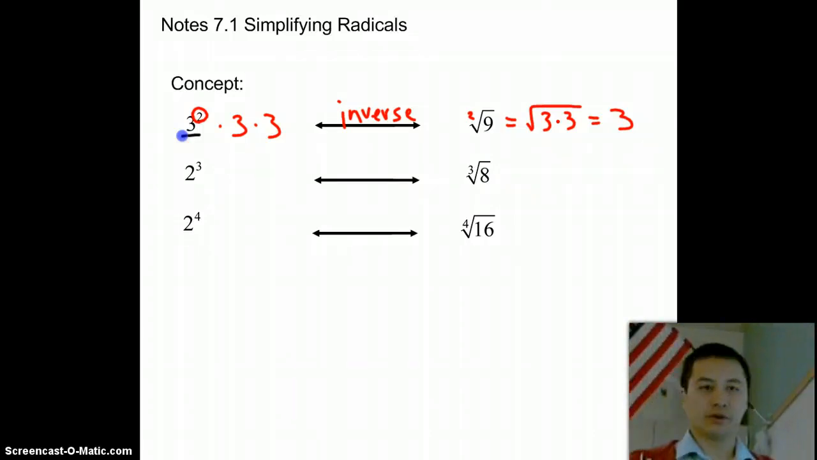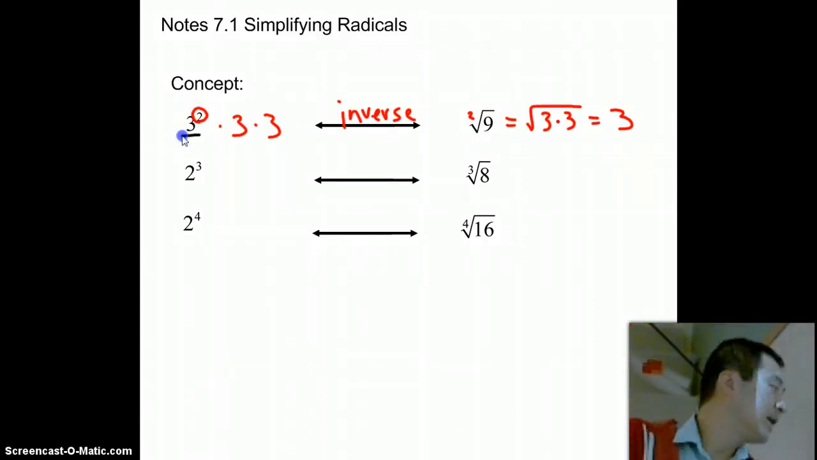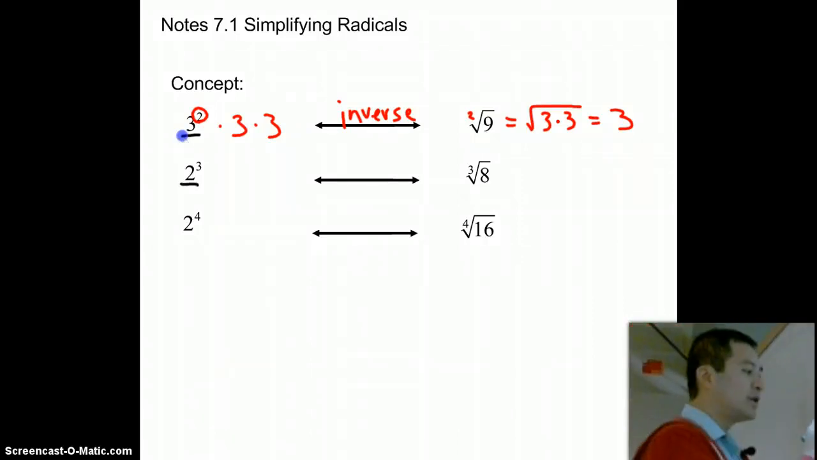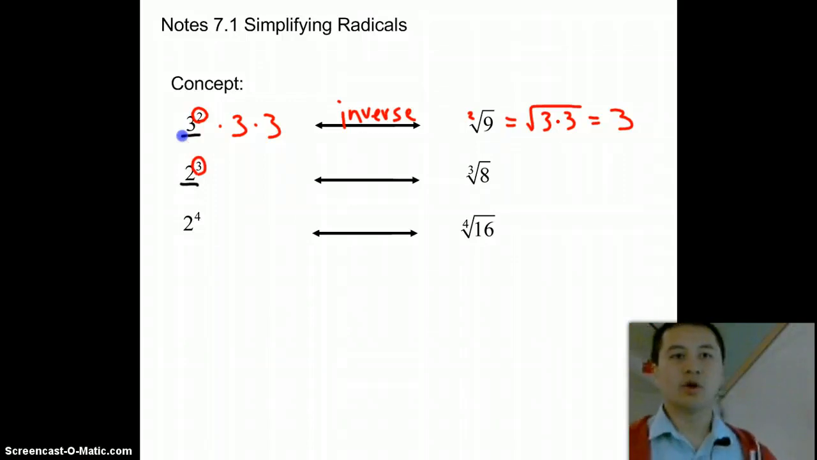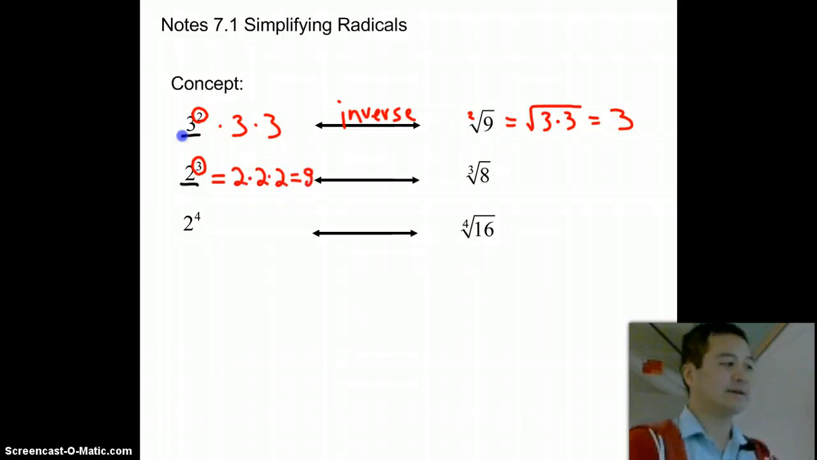Now let's go into something new. Cubed. The number is 2. The operation is cubed. So what does the cube tell you to do to the number? That means it tells you to multiply 2 three times, which is 8.